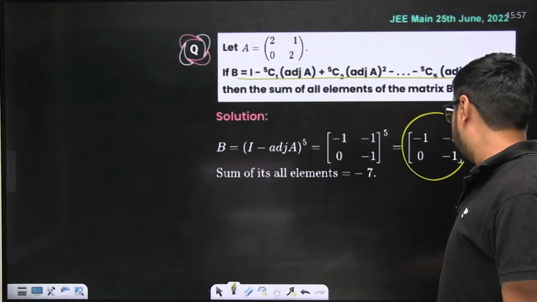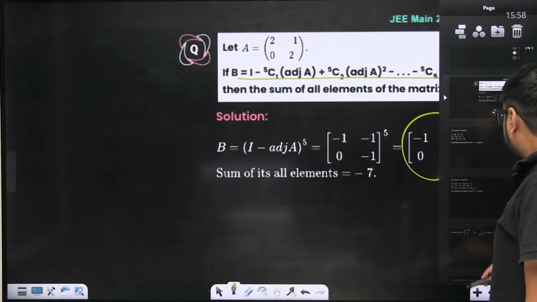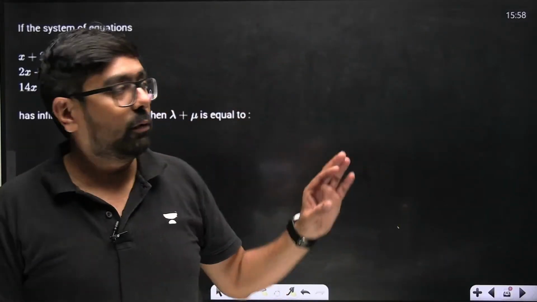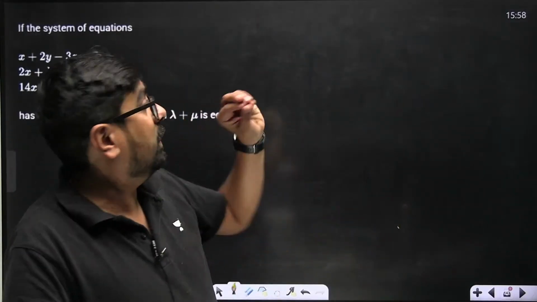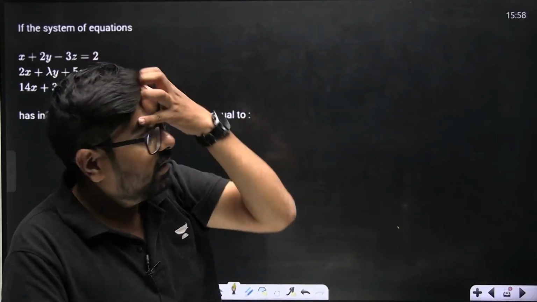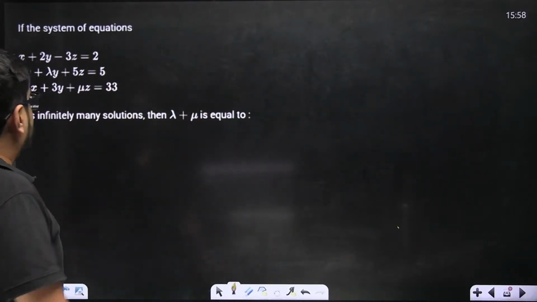This is very common practice. Many times we have seen this type of questions. This is repeating every year from 21, so many questions. If you go through PYQs of matrices and determinants, you'll keep seeing this, that infinitely many solutions.